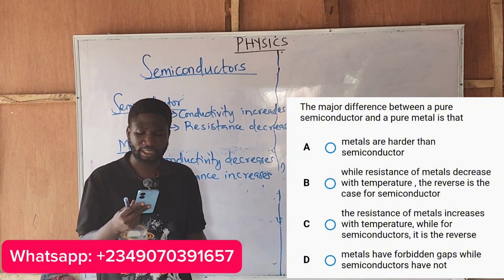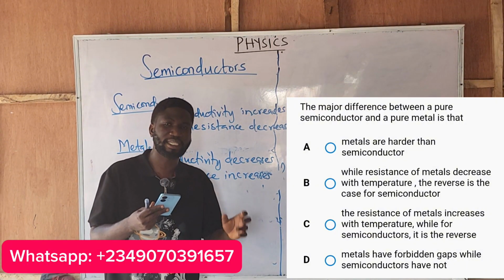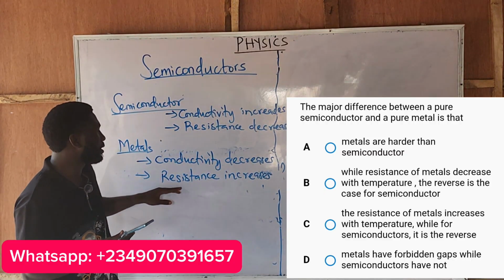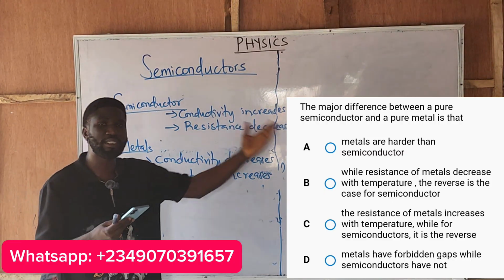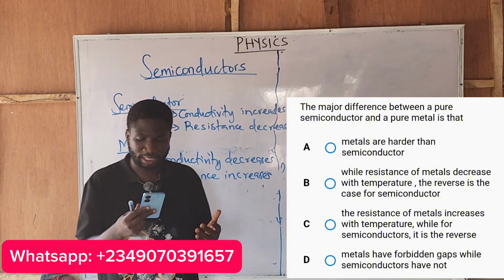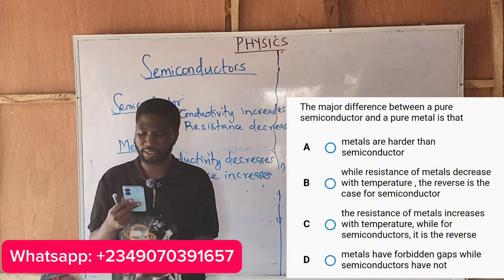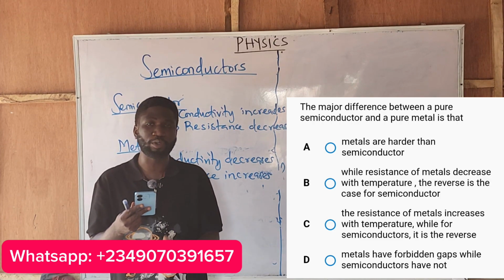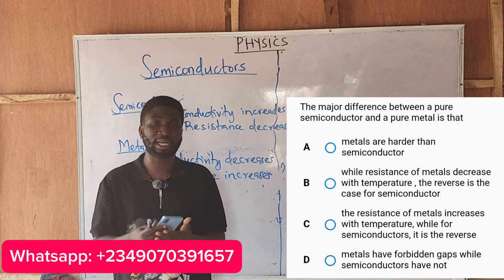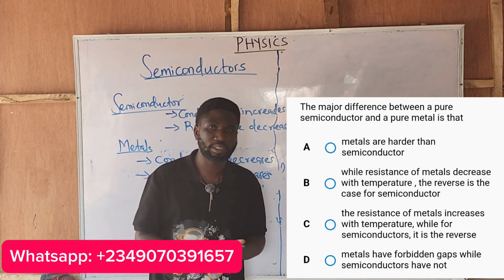So what should be the right answer there now? If you check for the metals, I said the resistance for metals actually increases when you increase the temperature. So the correct answer there is option C. The resistance of metals increases with temperature, while for semiconductors it is the inverse. So the right answer there is option C.